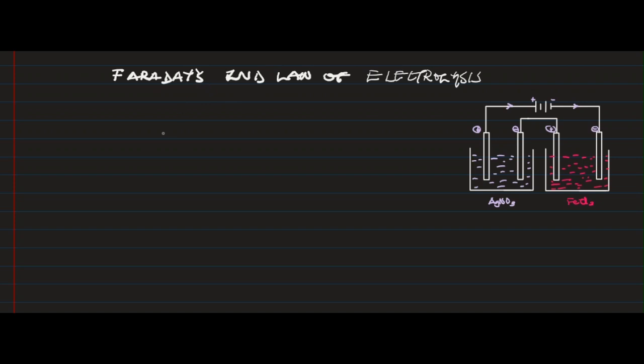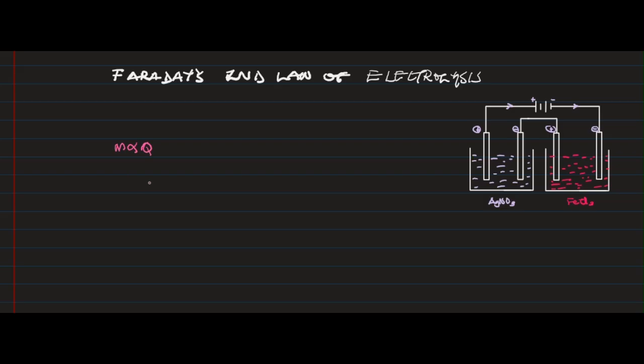Today we want to discuss Faraday's second law of electrolysis. In the previous class, we talked about Faraday's first law of electrolysis, where we related the mass of a substance deposited at each electrode directly proportional to the quantity of electricity that passes through the electrolyte.